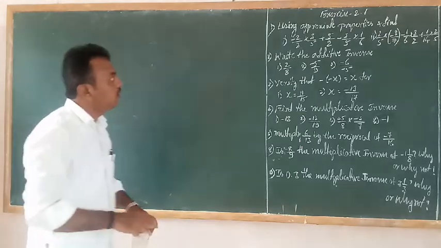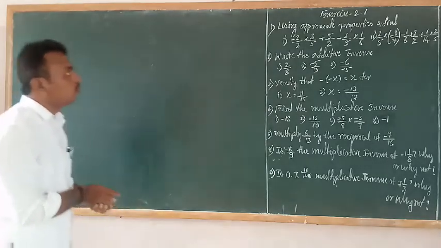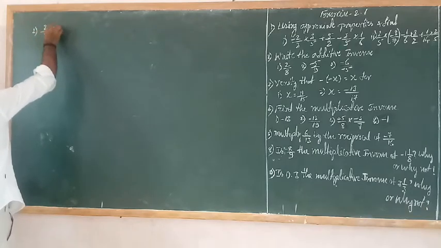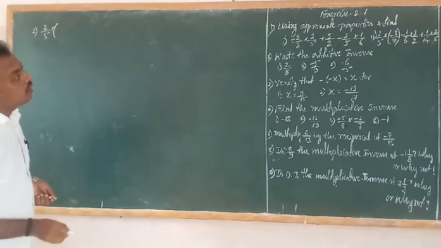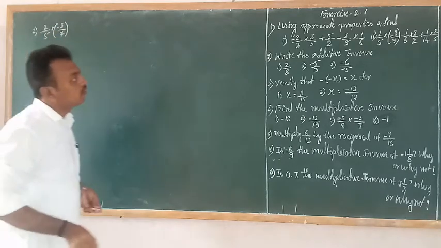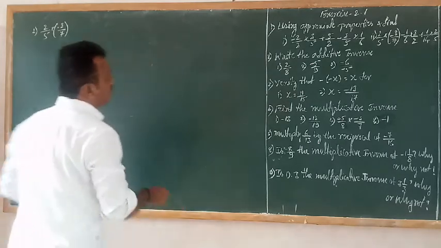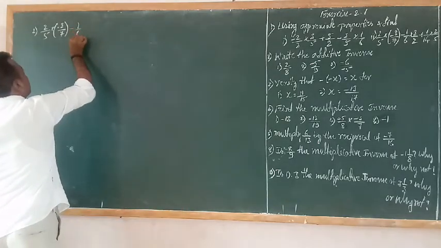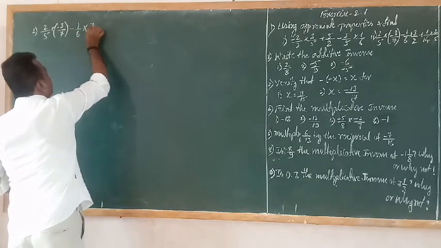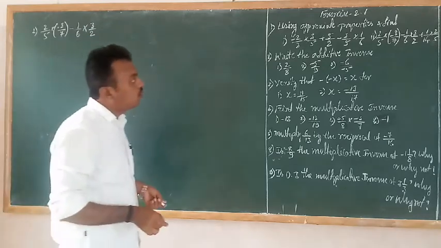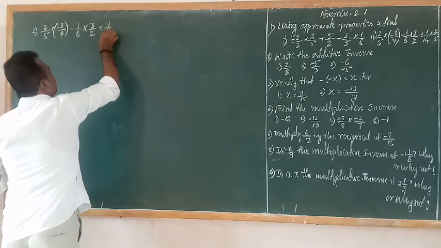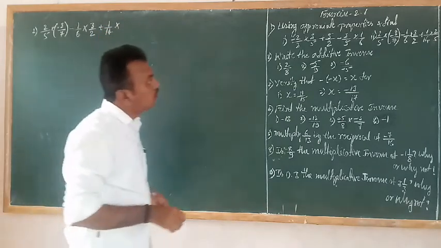So this one is the second question. 2 by 5 into minus 3 by 7, then minus 3 by 7 minus 1 by 6 into 3 by 2, plus 1 by 14 into finally 2 by 5.